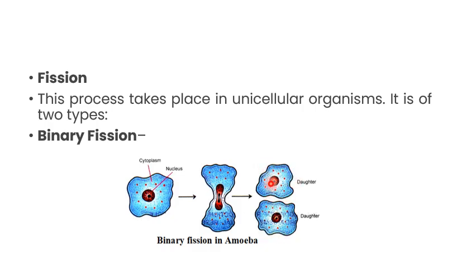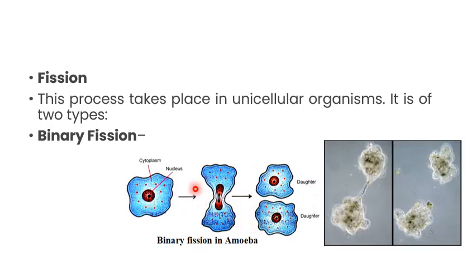You can see these are the daughter cells. So the parental cell divided into two equal sized daughter cells. This type of reproduction usually takes place in single celled organisms like amoeba, bacteria and paramecia. Here I have taken an example of amoeba.